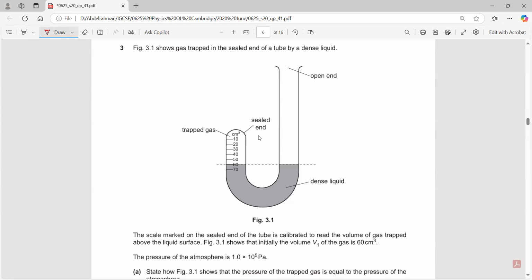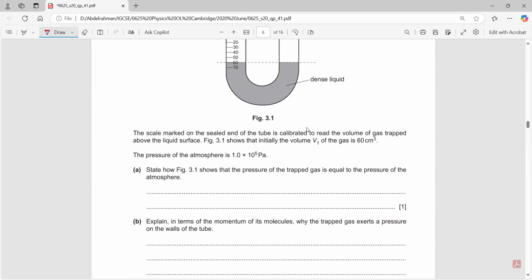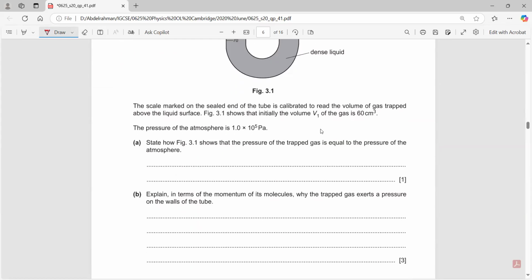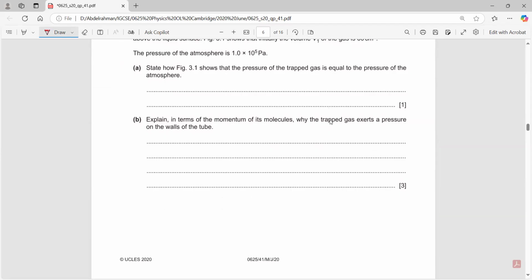This is a manometer. It has been removed. This question has been removed, so we don't need to answer question A. Question B, we can answer question B. This is the only part of this question that we can actually solve, because the remainder of the question has been removed from the syllabus.